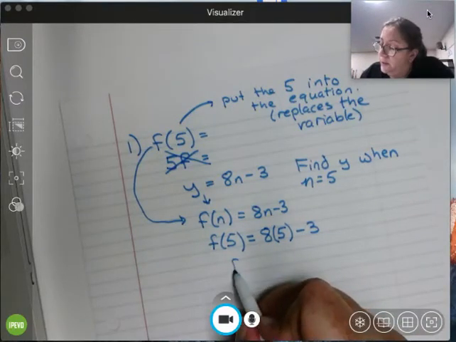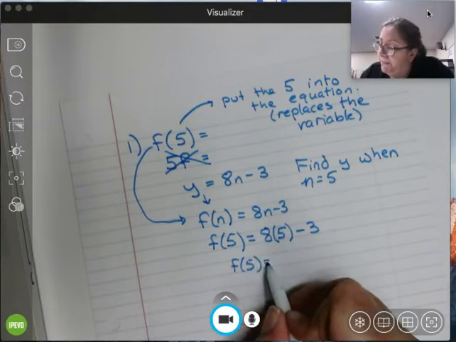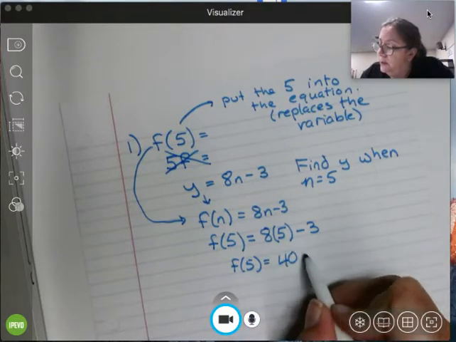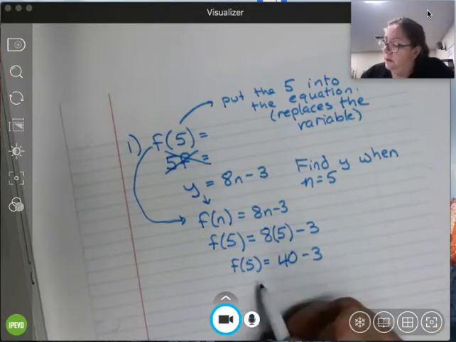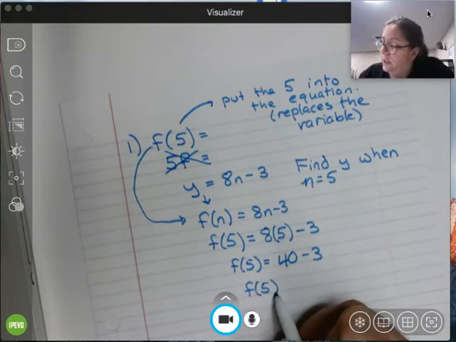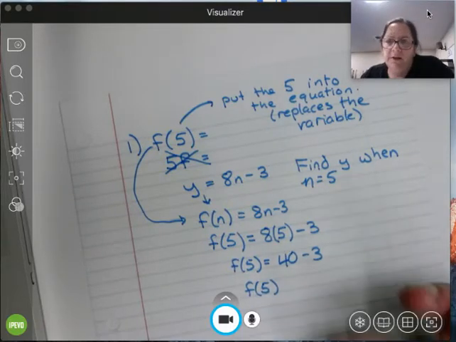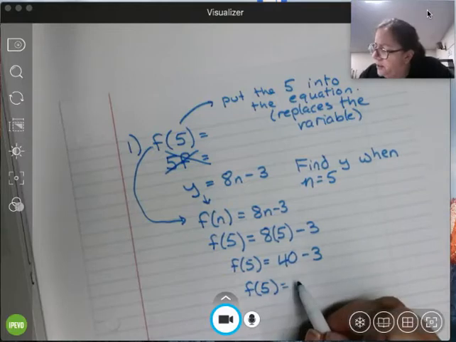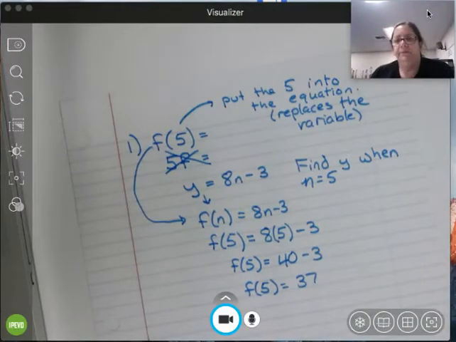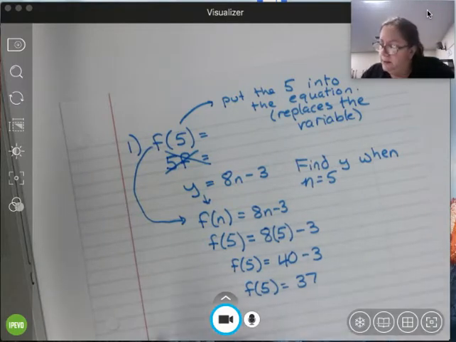So we write our f of 5 again. That equals 40 minus 3. And no calculator, use your fingers if you need to. You can count backwards from 40, and it equals 37. With that being said, let's take a look at number 2.